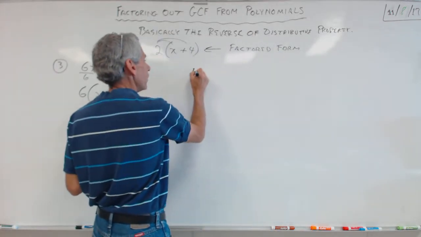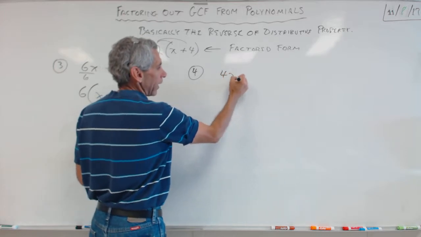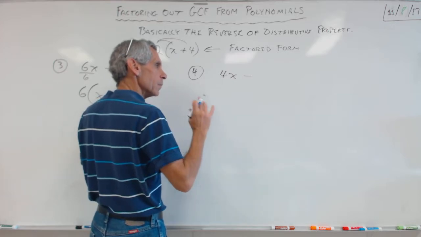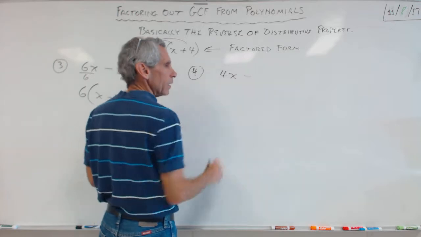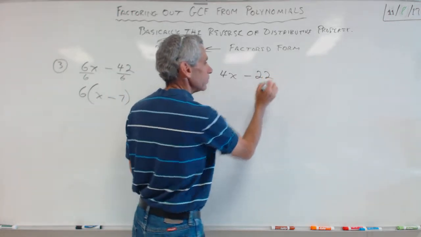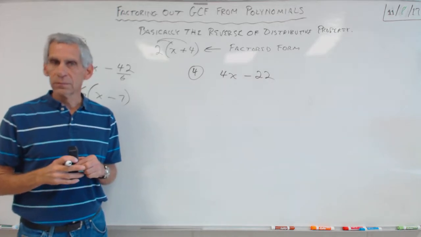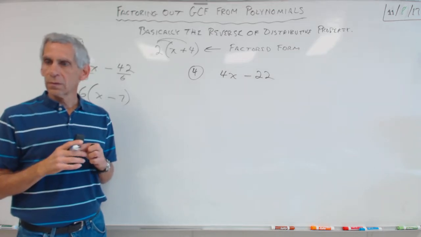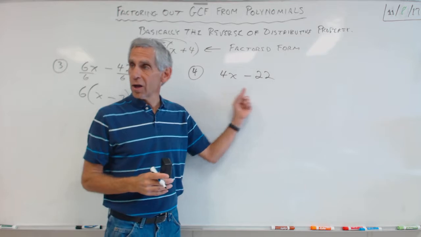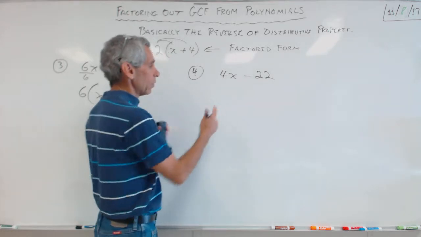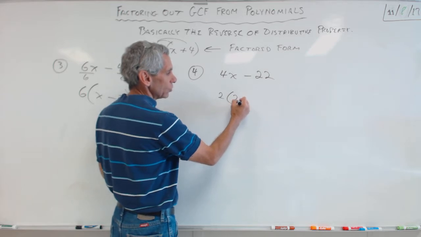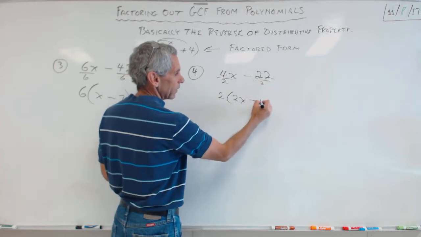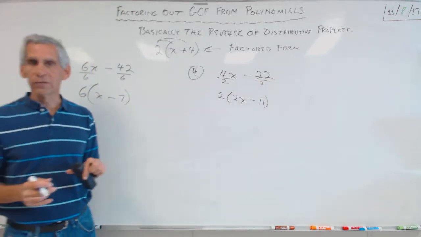Yes, right. But what if I gave you this? How about 4x minus 22? That one would have to be 2. Yeah, 2 is the largest number that goes into these two numbers, right? So we're going to do 2 parentheses 2x, right? We're dividing this by 2. That gives me 2x. Minus, divide that by 2, I get 11. Is this pretty straightforward?